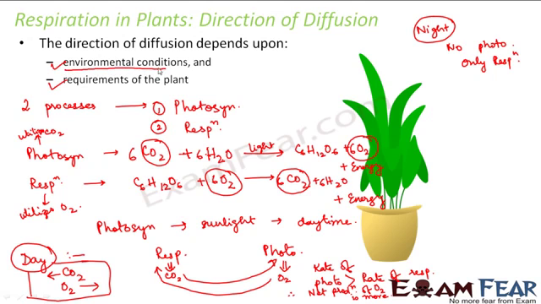Now you understand what is meant by environmental condition, because whether it is daytime or night time depends on whether sunlight is present or not, because photosynthesis depends on the environmental conditions. And the second is requirements of the plant. That means what does the plant need? If the plant wants to perform photosynthesis, it needs more and more carbon dioxide. If the plant wants to respire, it needs more and more oxygen. So environmental conditions and requirements of the plant, these two factors govern the direction of diffusion, which gas will diffuse in which direction. Clear? Okay.